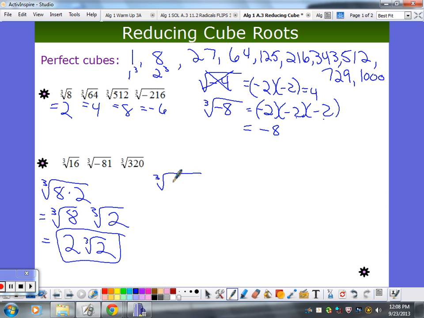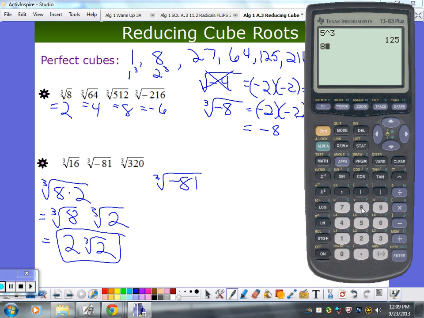Cube root of negative 81. Now, I don't see 81 in my list. But are there any perfect cube factors of 81 and of negative 81? Yeah. 27 times 3. And if you're not sure, then you work down your list, and by the time you get to 27, you can see it's 3.